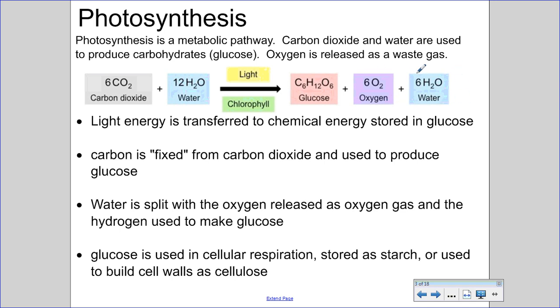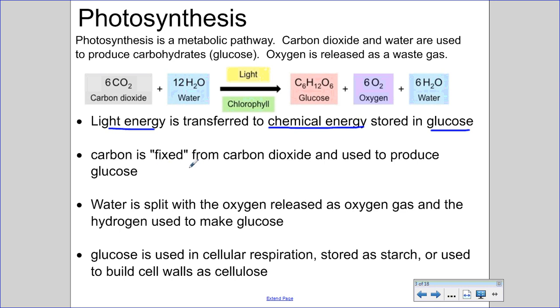Now, in photosynthesis, light energy is going to be captured and then transferred to chemical energy, which is stored in the bonds in glucose. So as those carbons get linked together to create glucose, this will ultimately store that chemical energy that gets released or used in cellular respiration.